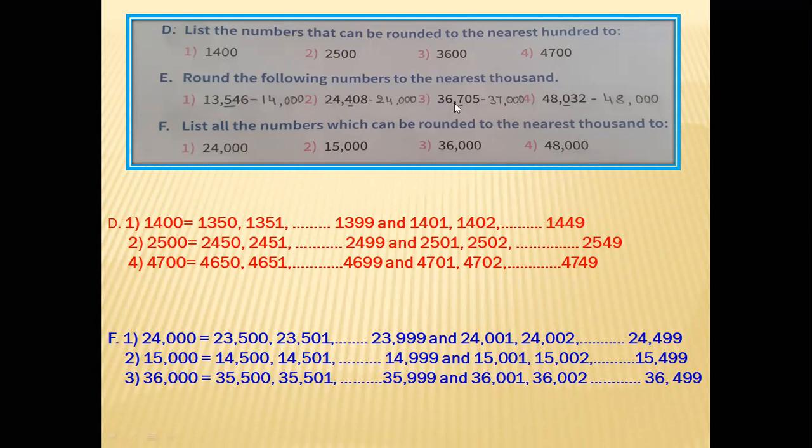36,705. In the 100s place 7 is there. It is greater than 5. So 6 changes to 7. So the answer is 37,000. Right. Next, fourth one, see.